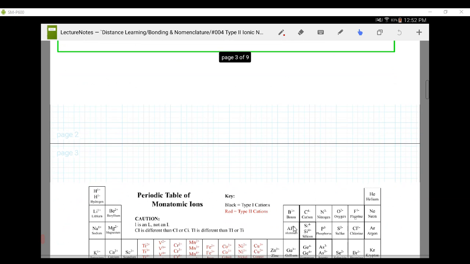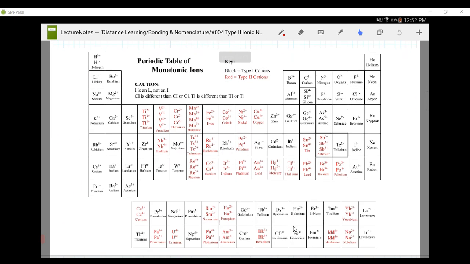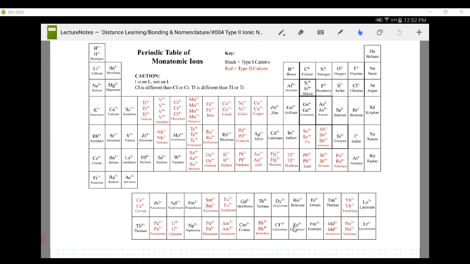Now, these oxidation states, we can see the different type 2s here on the periodic table of ion sheet. Again, I color-coded them black and red so that you can see where they are. If yours printed out only in black and white, you may want to use a highlighter or something to indicate which ones are supposed to be type 2s and which ones are the type 1s, so that it helps you when you try to write the names and formulas for these things.